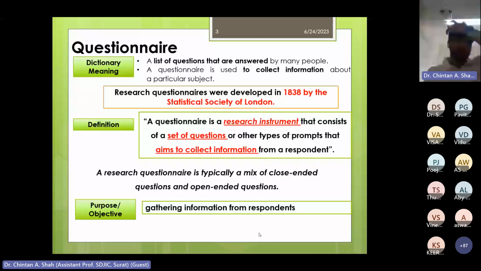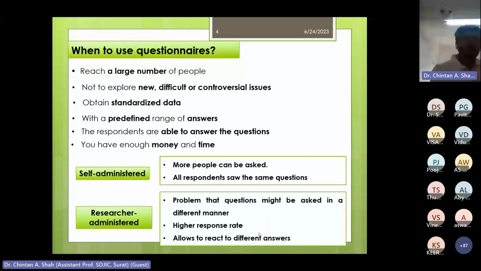When to use a questionnaire? If you want to target a large number of people, and if you want to know the demographic characteristics of respondents, and you can check the association between two different variables, you can go with the questionnaire. For example, whether age affects buying behavior, whether income, you can check the significant association between income and any other factor.